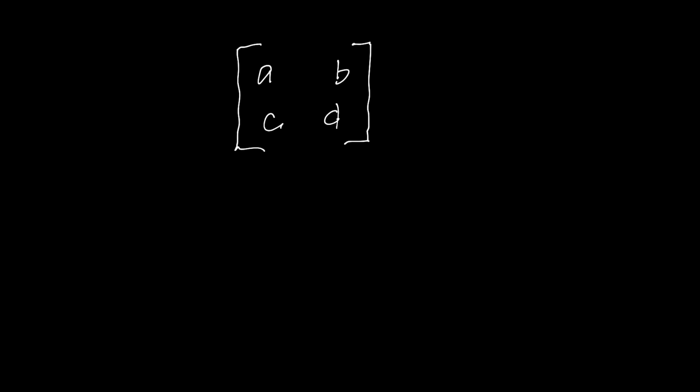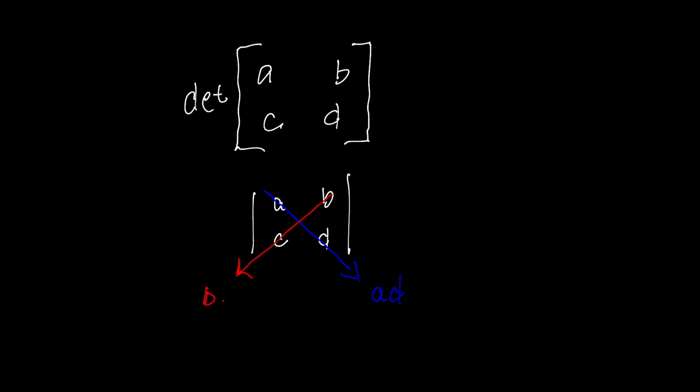If I want to know the determinant of this matrix, I'll write DET in front of it. That means we're going to write this: A, B on top, C, D on the bottom. And what we're going to do to determine this is just some simple multiplication, really. We're going to multiply diagonally to the right, A times D. And then we'll also multiply negatively to the left, so that would be B times C.